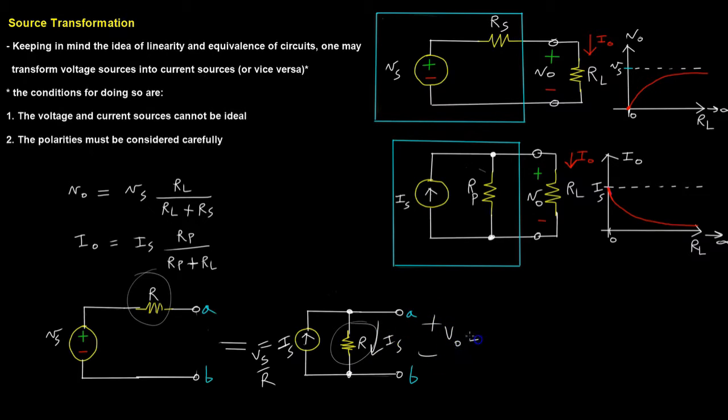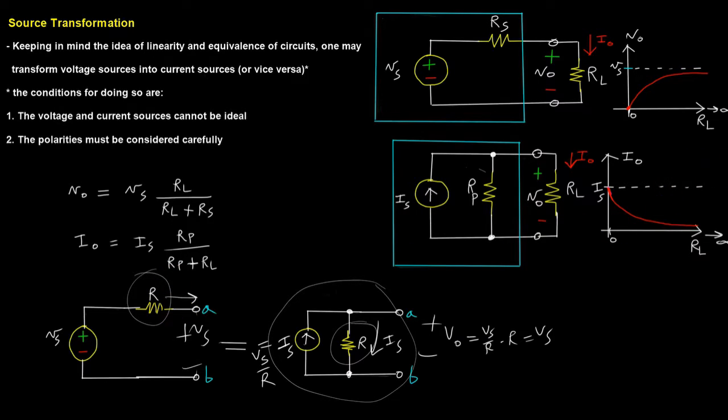And so the output voltage would be IS, which is VS over R, multiplied by R, and that would simply be VS. So you can see that in an open circuit condition, this is exactly the same thing as this original circuit in the open circuit condition, because if there's no current flowing in this direction, the entire voltage would appear here, because there would be no voltage drop as a result of current flowing through R. And so these are the basics of source transformation.